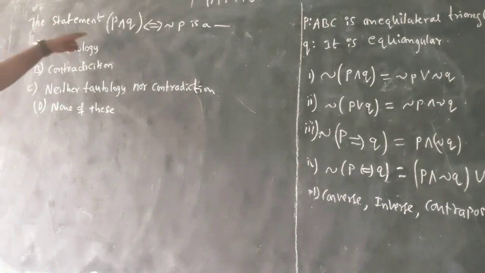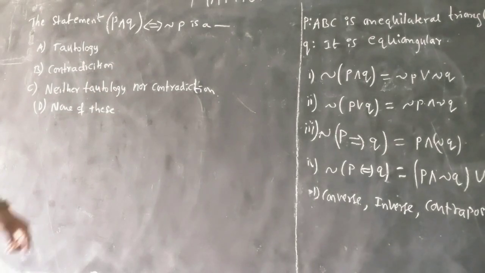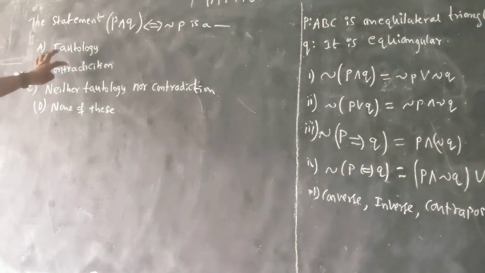The statement is (P and Q) implies negation P. The options will be like this: A is a tautology, B is a contradiction, C neither tautology nor contradiction, D none of these. Just see here how to find it.